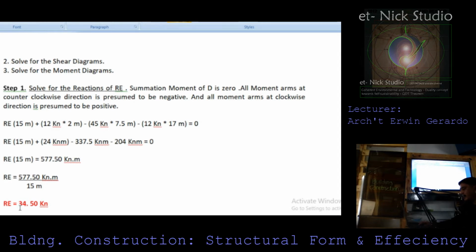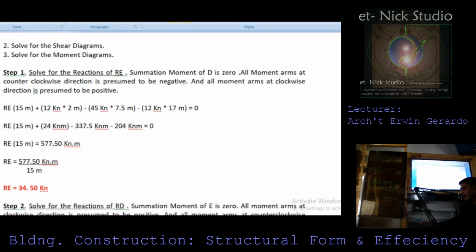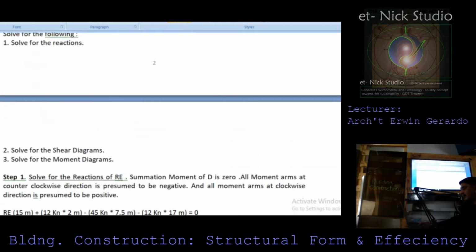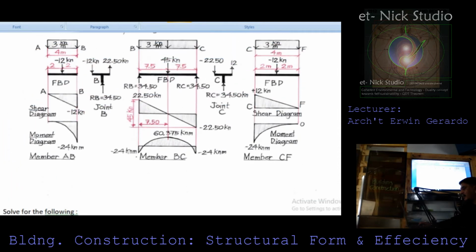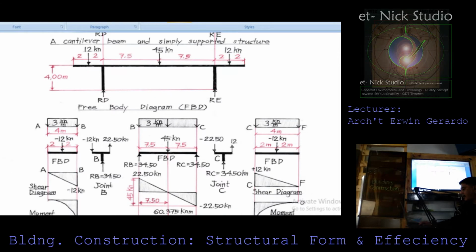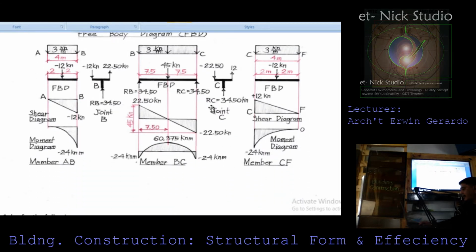So now the reaction here, if we're going to take the summation of all forces at D, we're able to derive 34.5 kilonewton. That's why here you could see that the reaction Rs of E is 34.5 kilonewton, which is this. Okay.